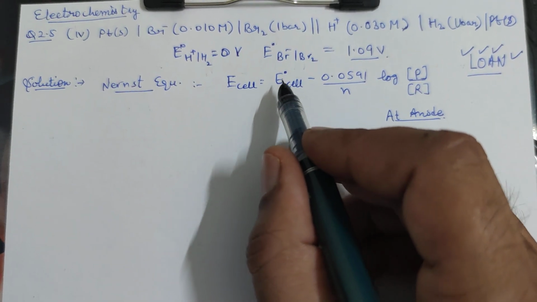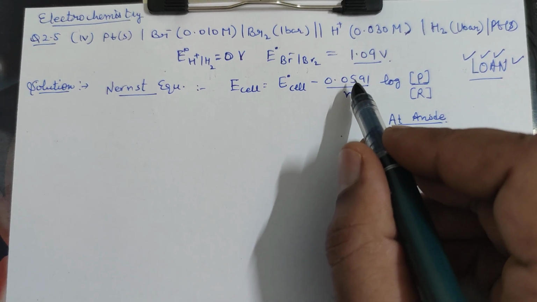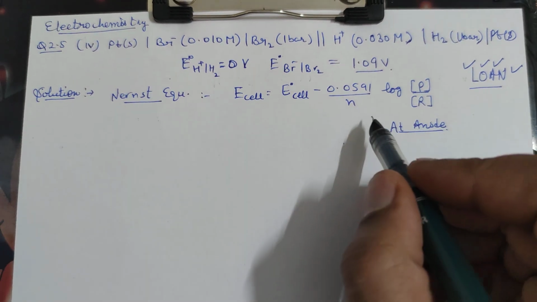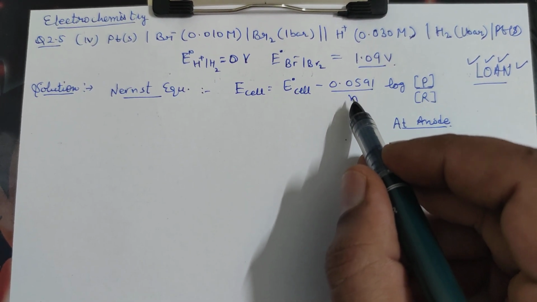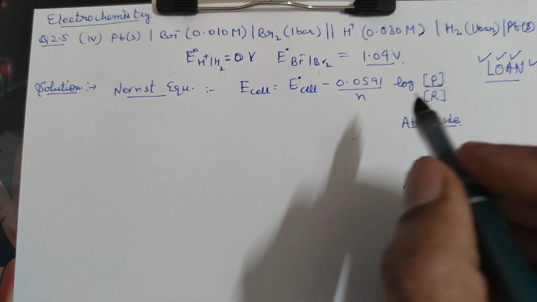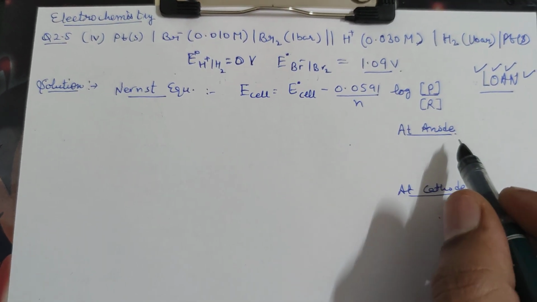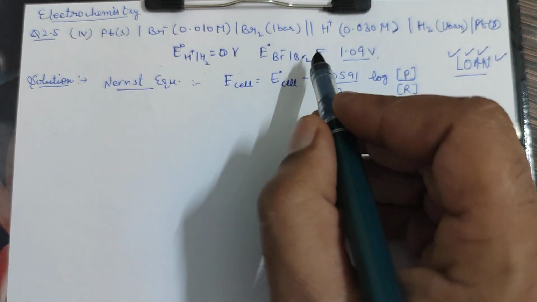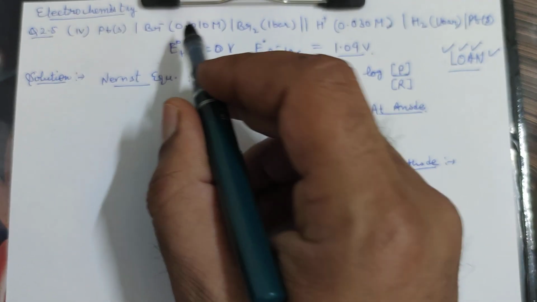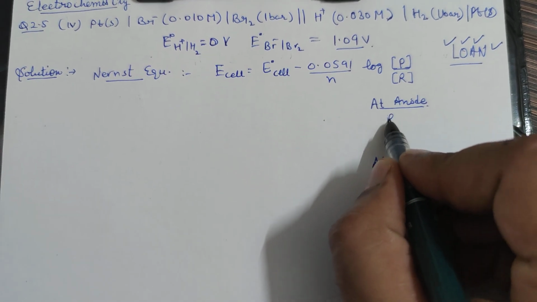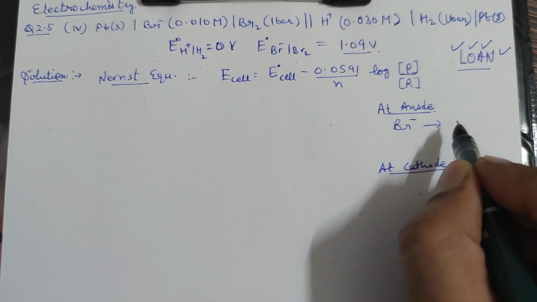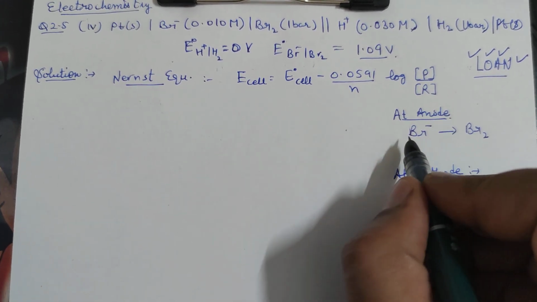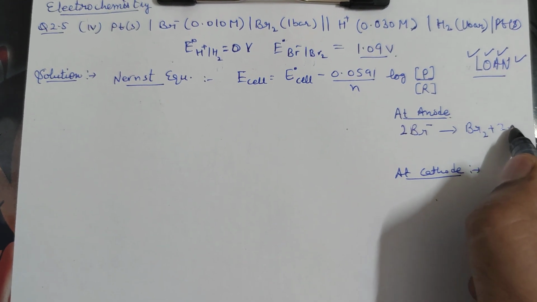The formula is written: E cell is equal to E0 cell minus 0.0591 upon n, log of concentration of product upon reactant. Now first of all let's find out the value of n. n means the number of electrons exchanged during the reaction. So first of all check at the anode which reaction is going on. Here we have bromide ion, it will convert into bromine gas. It has an extra electron, so it will lose this electron. Bromine is a diatomic molecule, so we will use 2 bromide ions and they will lose 2 electrons.